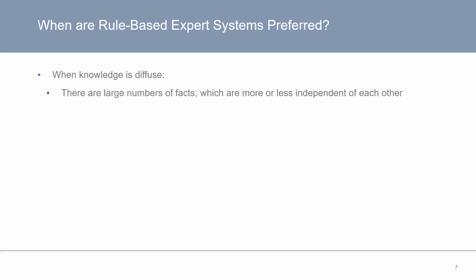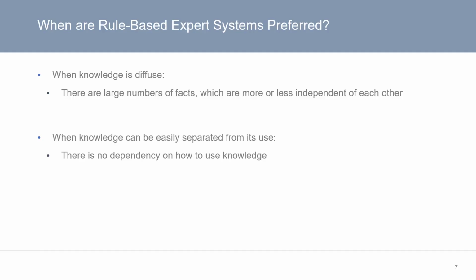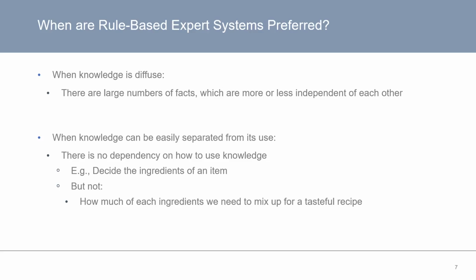So when are rule-based expert systems preferred? Well, first off, when knowledge is diffuse, in other words, when there are a large number of facts which are more or less independent from one another. They're also preferred when knowledge can easily be separated from its use. In other words, there's no dependency on how to use knowledge. For example, it could be used to decide the ingredients of an item, but it might struggle to handle deciding how much of each ingredient we need to mix up together for a tasty recipe.